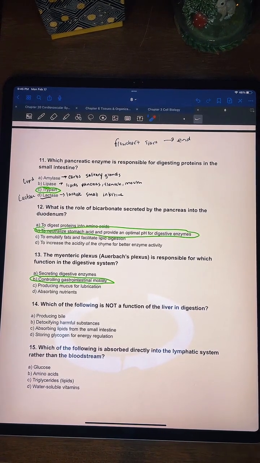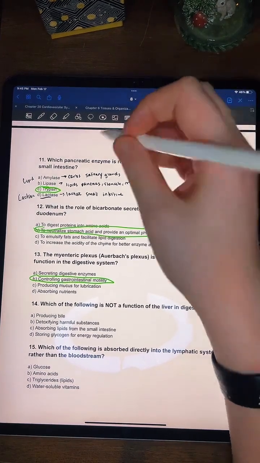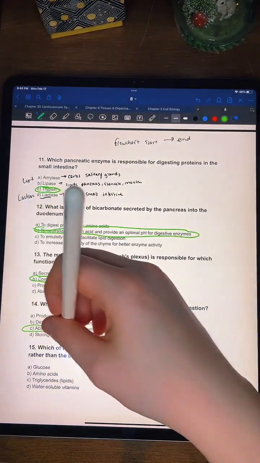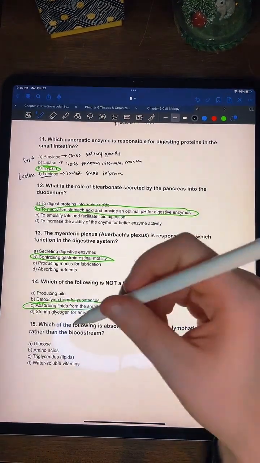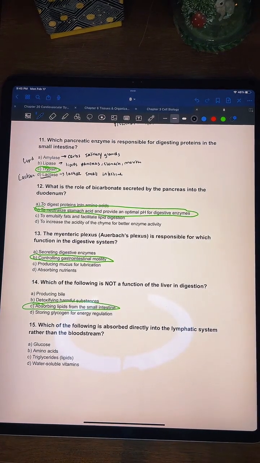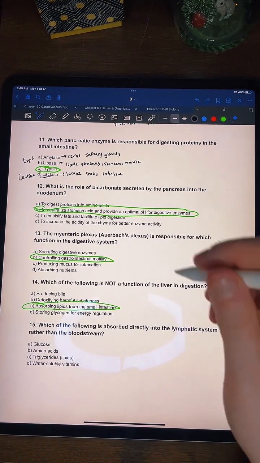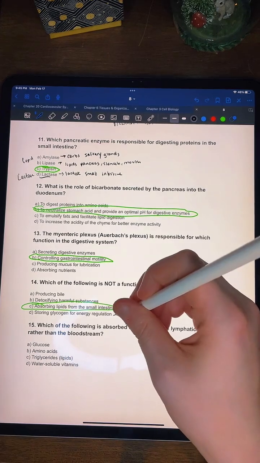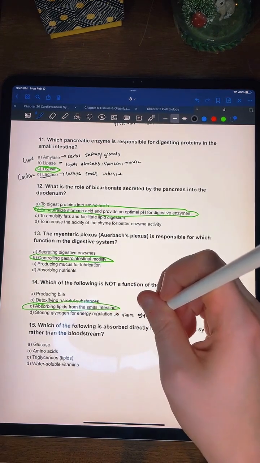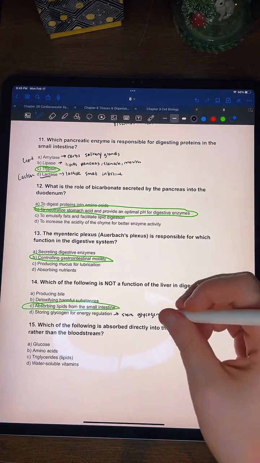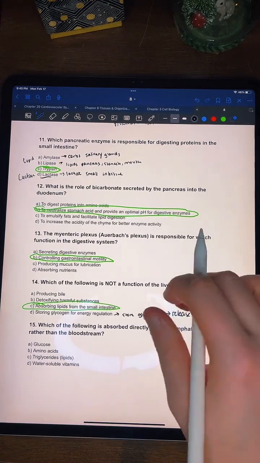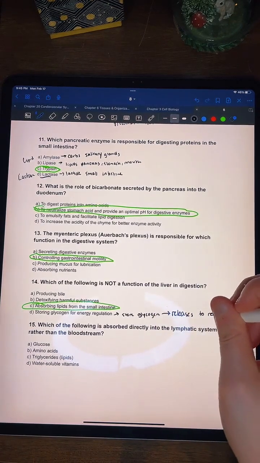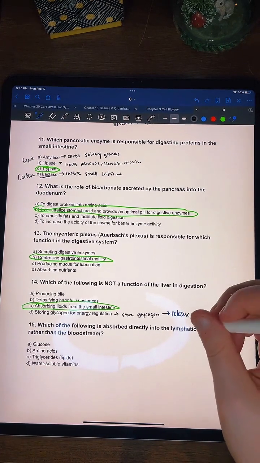So I'm seeing a lot of D's here, but the answer is C. And I'll explain that here. So it does produce bile and it is detoxifying. So storing energy. So the liver does store glycogen. And it releases blood sugar levels.